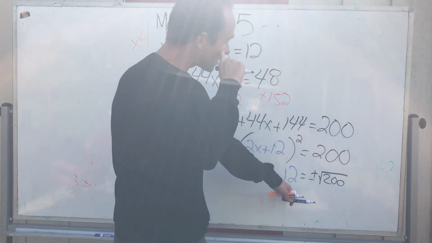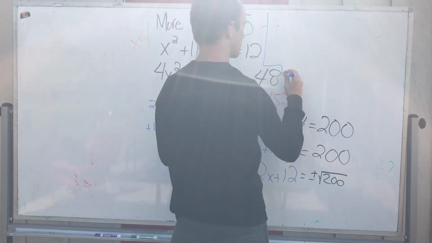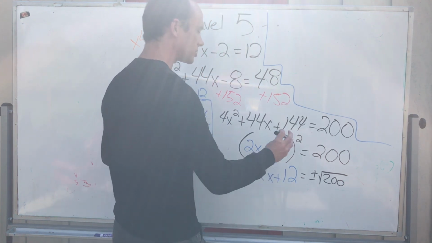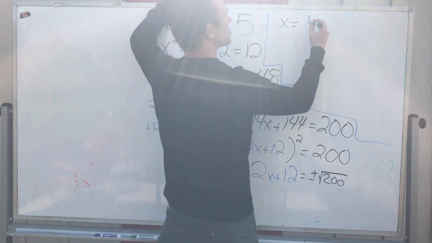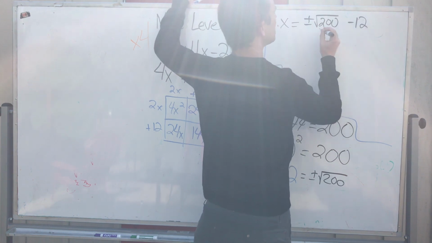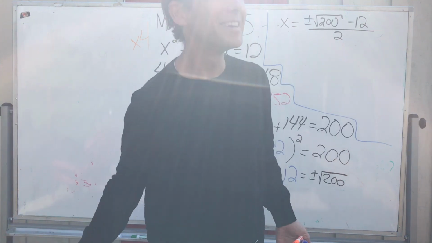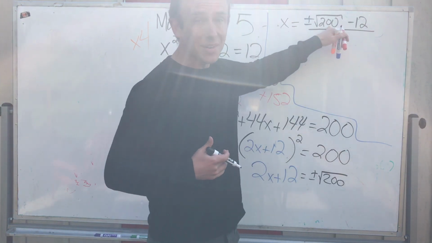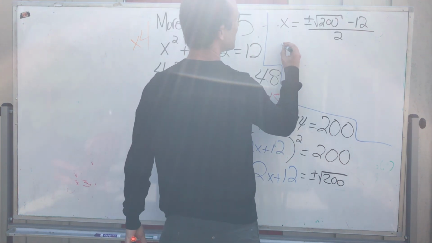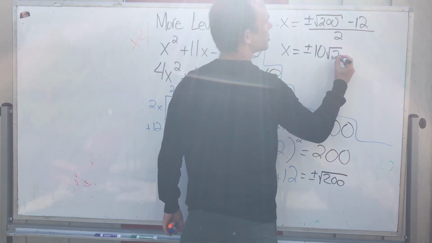Excellent. So let's finish the problem right up here. I think this will be a good spot to finish up. Okay, so let's subtract 12 and divide by 2. So x is equal to plus or minus the square root of 200 minus 12, divided by 2. We almost done. We would be done if that was a prime number. We would be done if that number couldn't be simplified, but it can. And I'll leave it to you to figure out why, but it's 10 root 2.